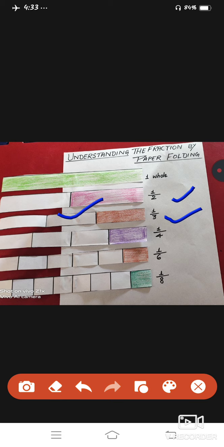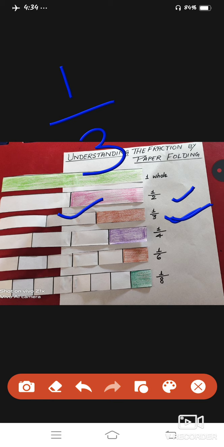So what fraction does this shaded part represent? As a convention, we always write the denominator first, which is the total number of equal parts, and here it is 3. The number of shaded parts is 1, so this fraction is 1/3. So how many 1/3s make up one whole? Did you say 3? Absolutely correct.